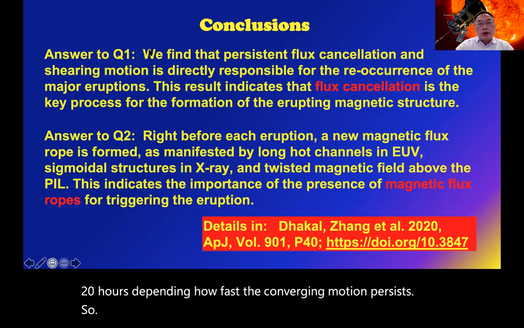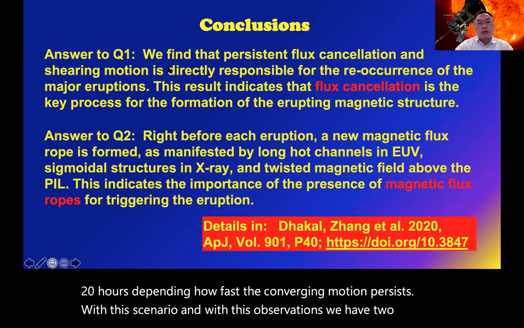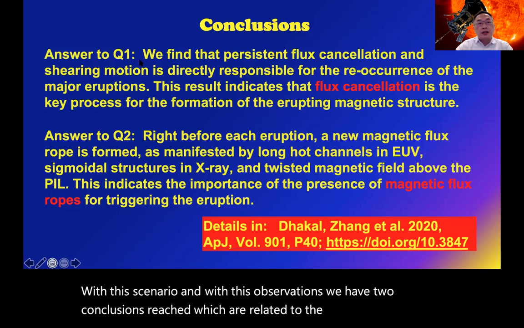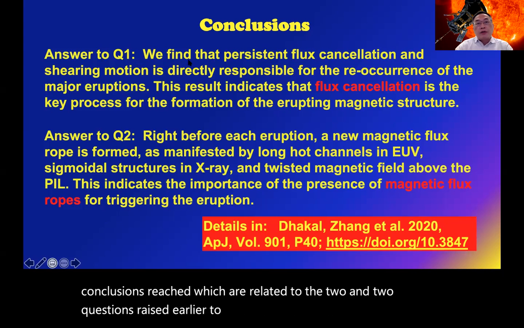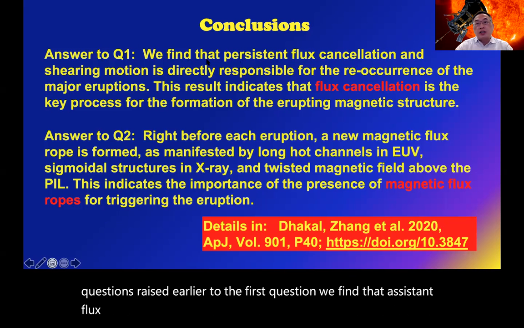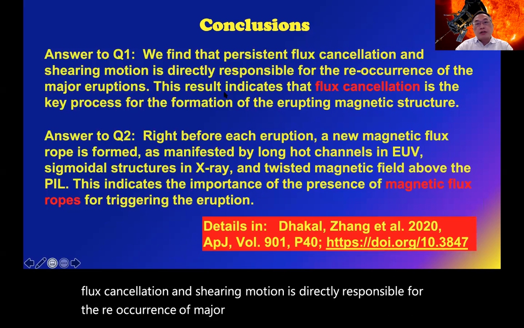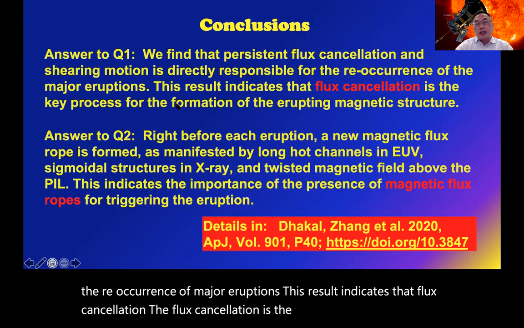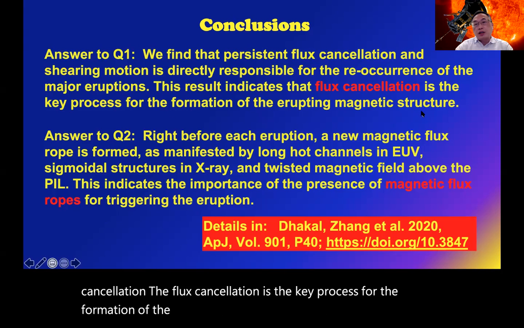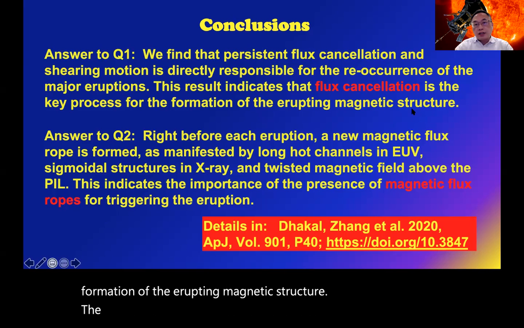So with this scenario and with these observations, we have two conclusions, which are related to the two questions we raised earlier. To the first question, we find that persistent flux cancellation and the shearing motion is directly responsible for the reoccurrence of major eruptions. This result indicates that flux cancellation is the key process for the formation of the erupting magnetic structure. The key process is flux cancellation, it's not the emergence.